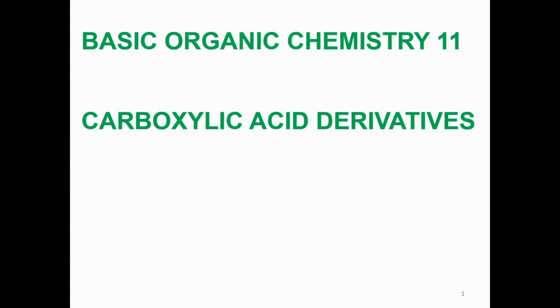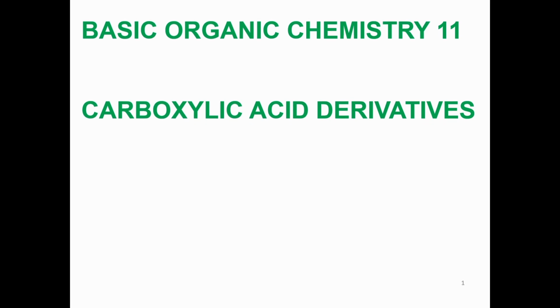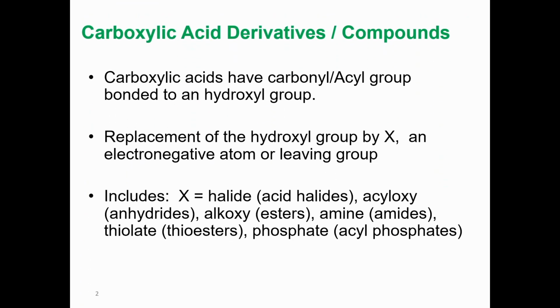In today's basic organic chemistry class, we'll be looking at carboxylic acid derivatives. Carboxylic acid contains a carbonyl or acyl group that is bonded to a hydroxy group. So when this hydroxy group is replaced with another electronegative atom or group of atoms, we form derivatives.